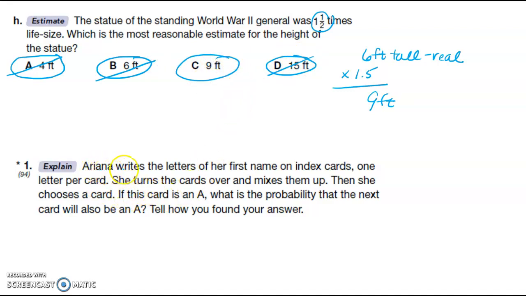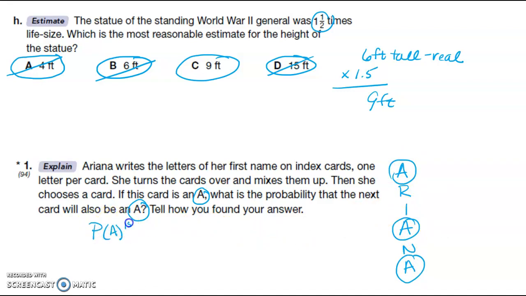All right, first starred problem. Ariana writes the letters of her first name on index cards, 1 per letter. She turns the cards over and mixes them up, and then she chooses a card. If this card is an A, what is the probability the next card will also be an A? Okay, so we have A-R-I-A-N-A. She has 3 A's in her name. So the probability of an A the first time is 3 out of 6, or 1/2.